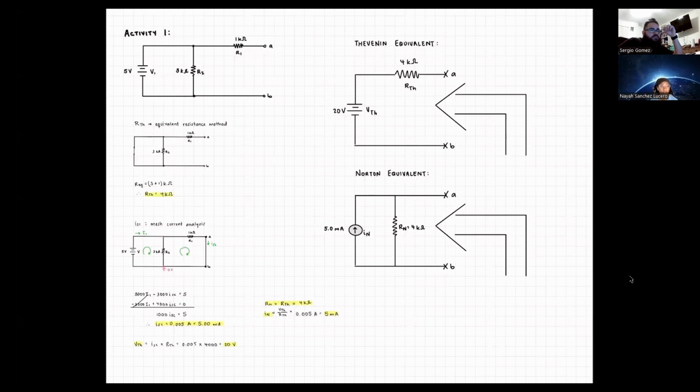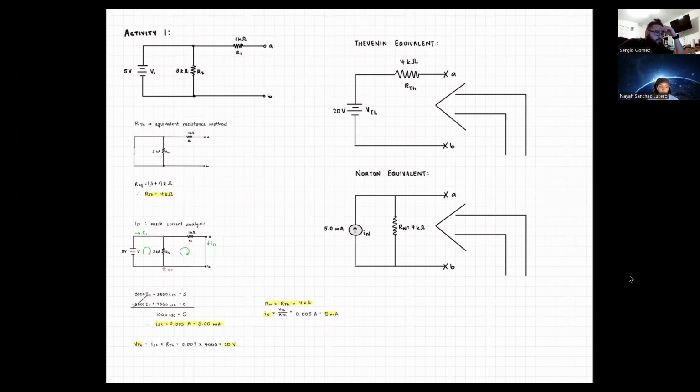For activity 1, we were tasked with finding the Thevenin and Norton equivalents of a given circuit meeting certain conditions. To meet those conditions, we set R1 equal to 1 kilo ohm, R2 equal to 3 kilo ohms, and the voltage source equal to 5 volts. To find the Thevenin resistance, we used the equivalent resistance method by short-circuiting the voltage source. The resistors are in series, so they are additive, and we got a Thevenin resistance of 4 kilo ohms.